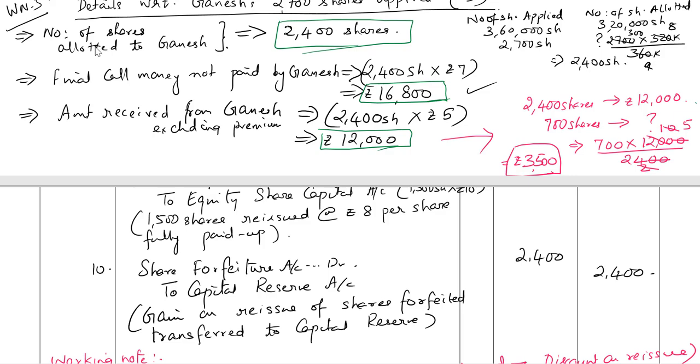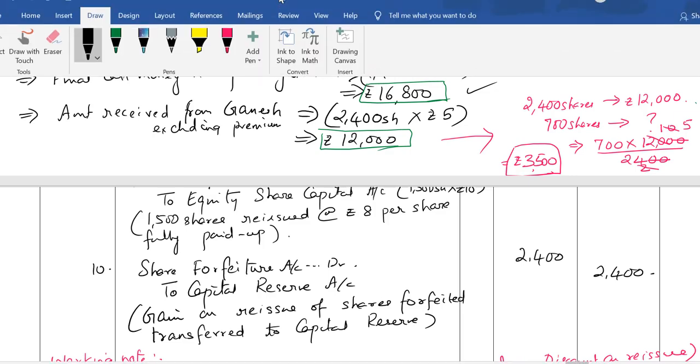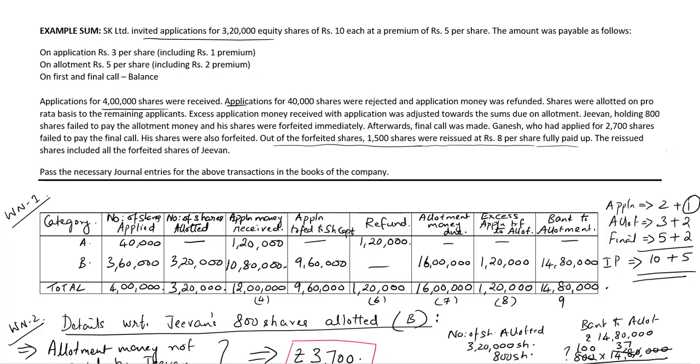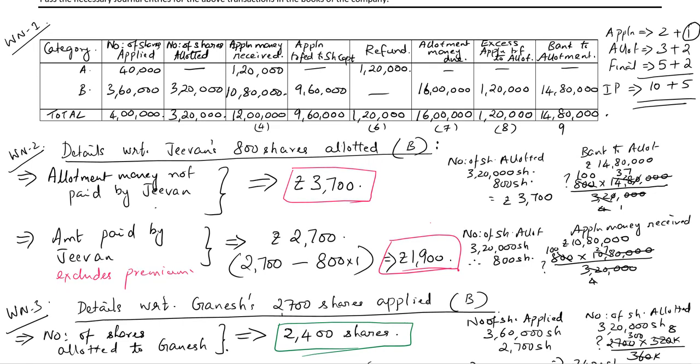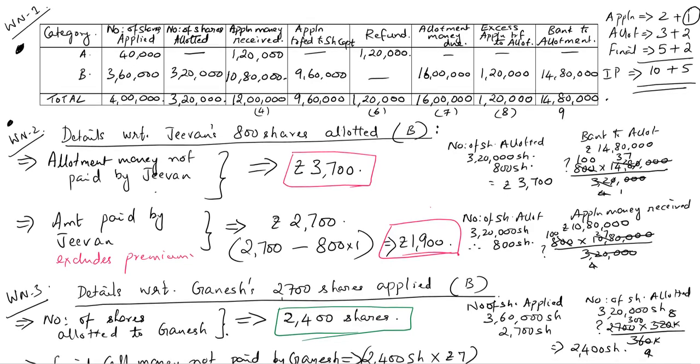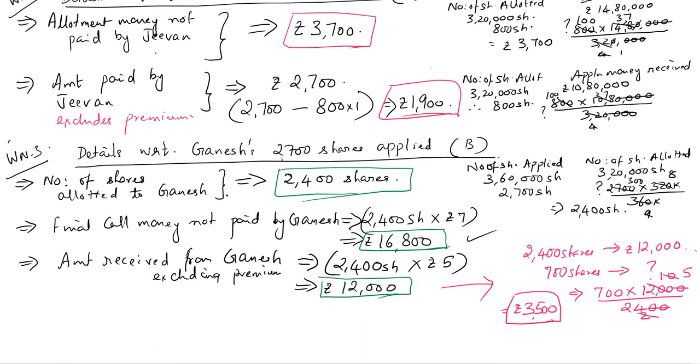We will remove the split and view the full answer. This is the example sum at the top. It's followed by the working notes. The first working note is the 9-column table. The second working note is all the details with respect to G1's 800 shares. And the last working note, details with respect to 2,700 shares applied by Ganesh.